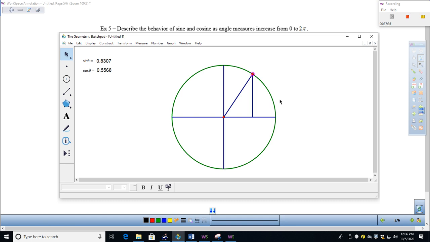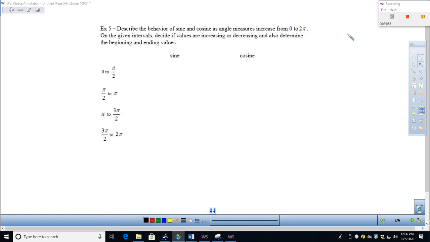So with that being said, let's fill this in. What we saw, and again, you can go back and rewind and repeat that demonstration if you want. But time is a little bit of the essence here, so I'm going to rush through this piece. So first of all, sine. We saw in the first quadrant it increases from 0 to 1.